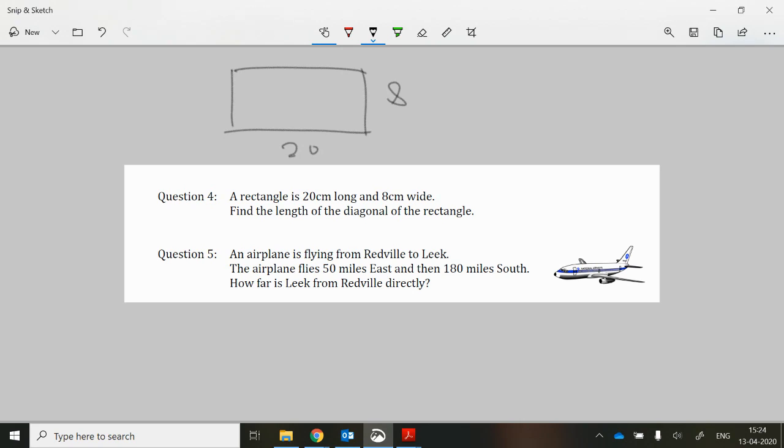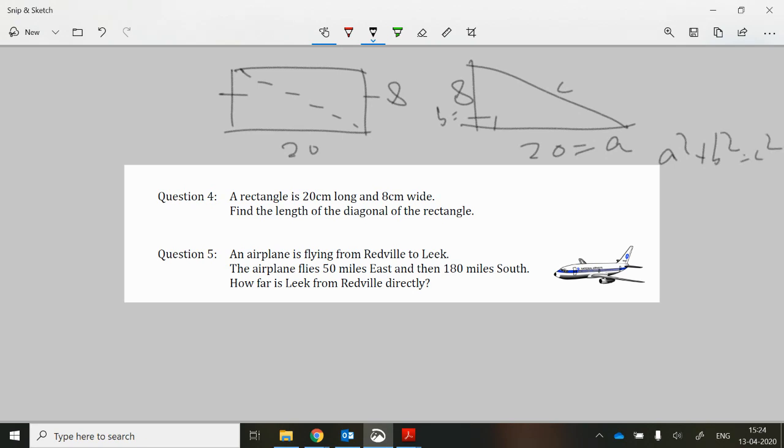Find the length of the diagonal. So the diagonal is this length here. And again, I can see that I've got a right angled triangle there by just taking 20 and the 8 there. This length and this length are the same. So this is b is 8, and this is c, and now I can use a squared plus b squared equals c squared again. Put your numbers in, so a is 20, b is 8, so 20 squared plus 8 squared equals c squared, add them together and take the square root.